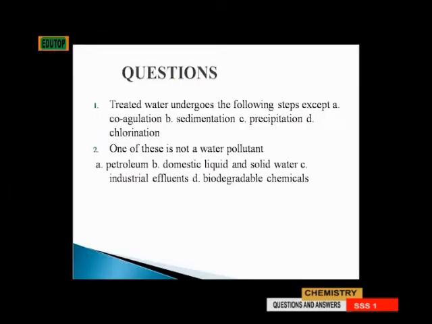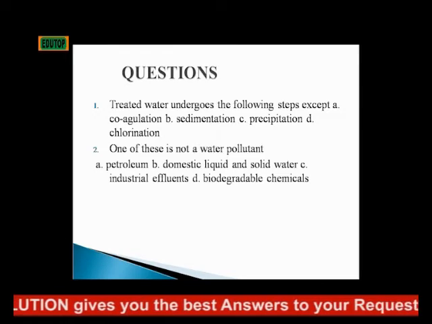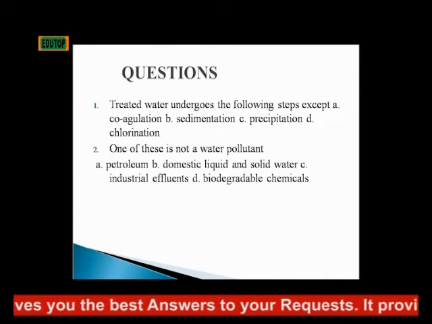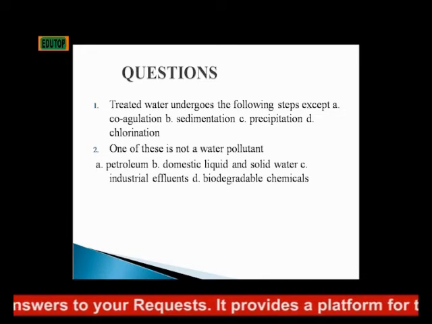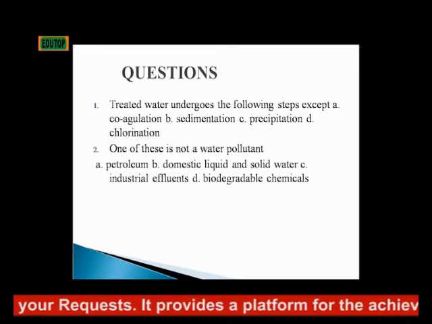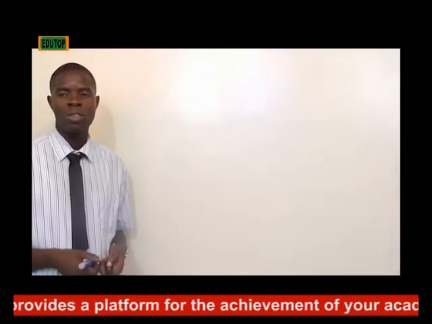Questions based on this topic. Number 1, treated water undergoes the following steps except: A, coagulation; B, sedimentation; C, precipitation; D, chlorination. Number 2, one of these is not a water pollutant: A, petroleum; B, domestic liquid and solid waste; C, industrial effluents; D, biodegradable chemicals.